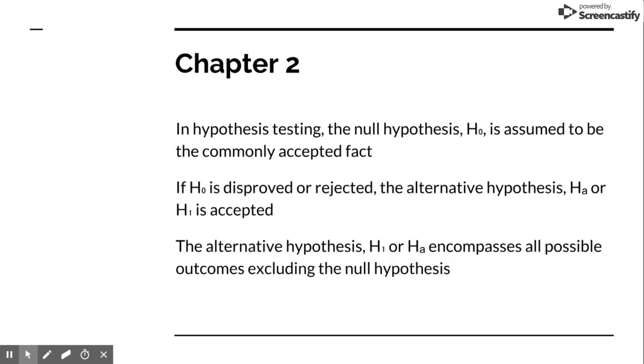In hypothesis testing, the null hypothesis, H sub 0, is assumed to be the commonly accepted fact. If H0 is disproved or rejected, the alternative hypothesis, HA or H1, is accepted. You can use HA or H1 for alternative. This is just an introduction to this stuff. We're going to talk more about developing our own tests. The alternative hypothesis, H1 or HA, encompasses all the possible outcomes, excluding the null hypothesis.